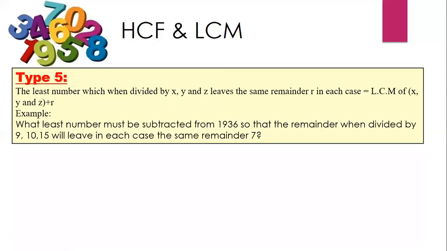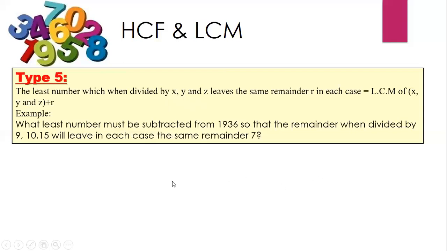For type 5, similar to the previous case, but here we have the same remainder. So x, y and z. The least number which when divided by x, y and z leaves the same remainder r in each case is the LCM of x, y and z plus the remainder. So in the previous case, we subtracted the common difference. In this case, we need to add the remainder.